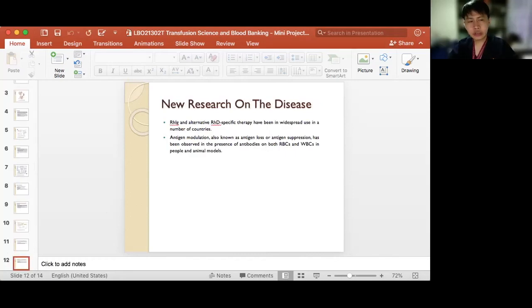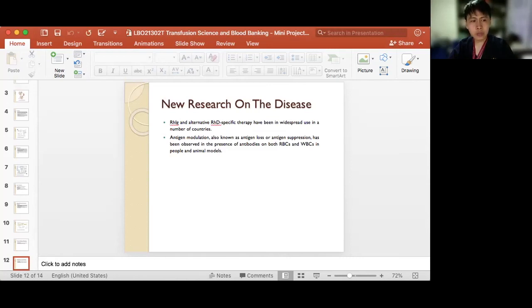New research on the disease. Rhesus immunoglobulin and alternative rhesus D specific therapy have been in widespread use in a number of countries for more than half a century, and are one of the most effective immunomodulatory medications currently available. Despite its effectiveness, the mechanism of action is yet unknown, and it's currently being studied.